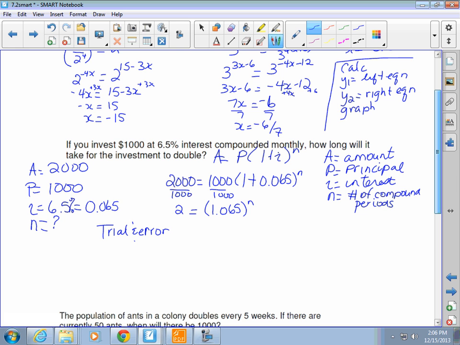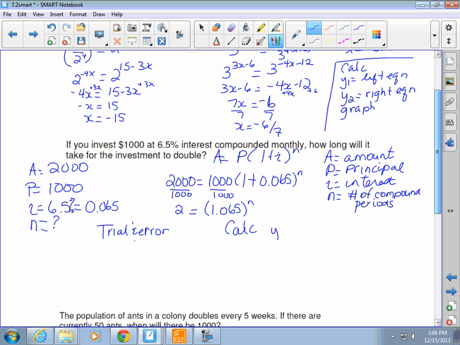What you'll do is you can do it the same way as I did it up here, where you'll put y1 is equal to 2, and y2 is equal to 1.065 to the power of x, and then do it that way. Or the other way you can do it is by putting into your y1, so I'll put the calculator way here.